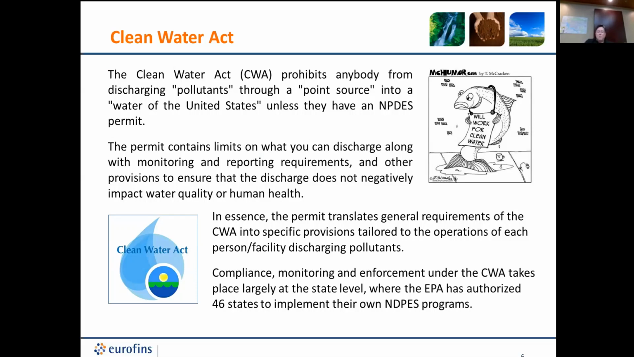Now, compliance, monitoring, and enforcement under the Clean Water Act takes place largely at the state level. In fact, 46 states have their own NPDES programs. The EPA has authorized them to monitor it themselves and take care of it.